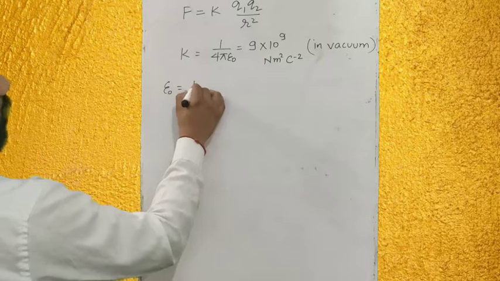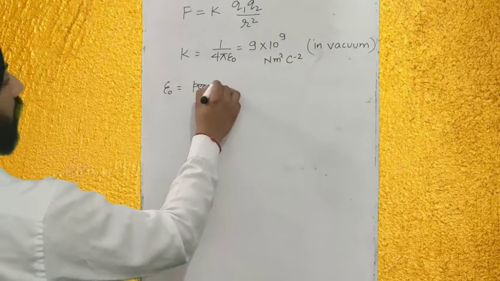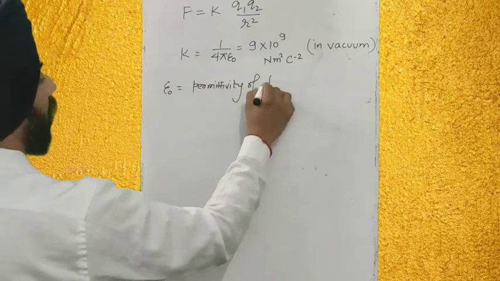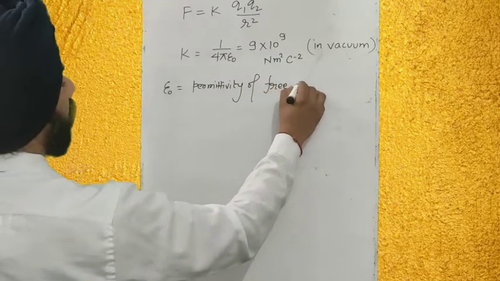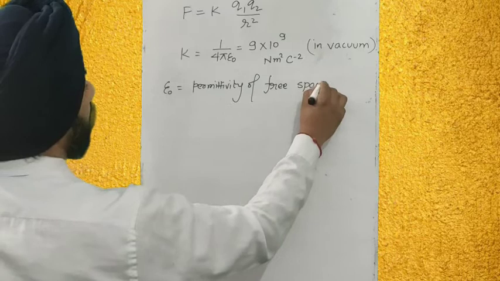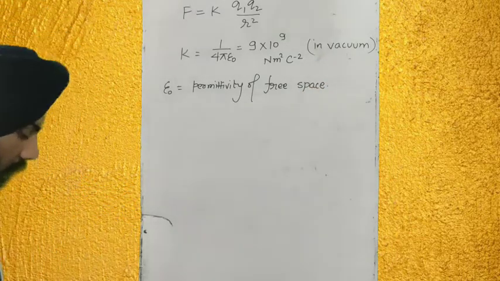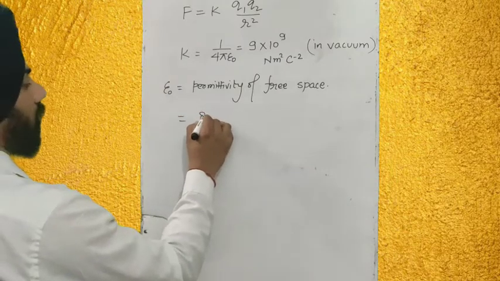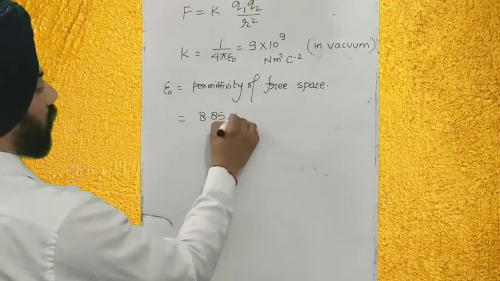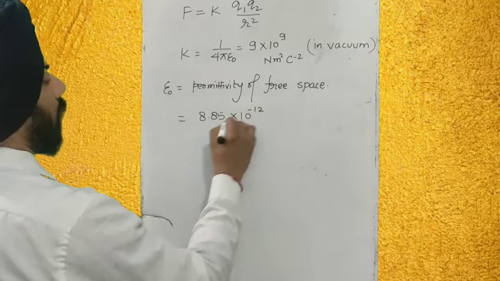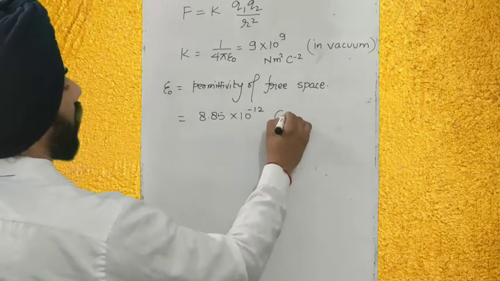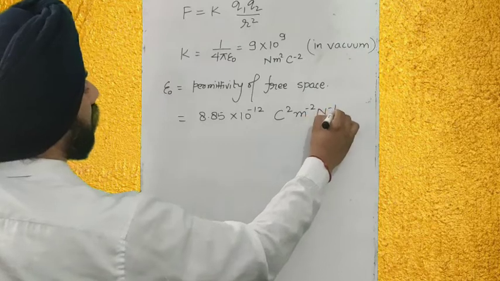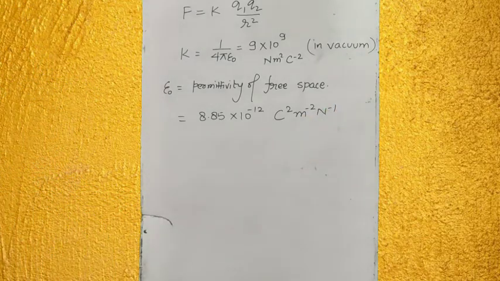Epsilon naught is called permittivity of free space. Its value is 8.85 into 10 to the power minus 12, and its unit is Coulomb square meter inverse Newton inverse. Is it clear to everybody?